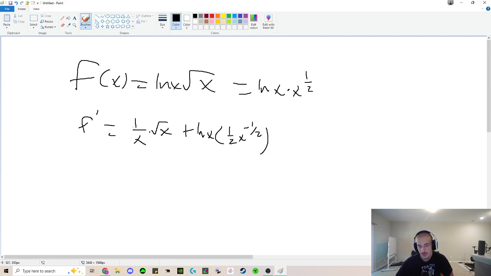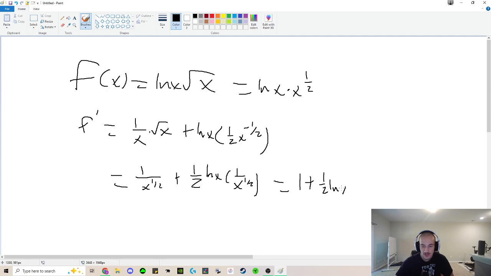Okay, so actually we look at it. We've got an x in the bottom, and we've got half a power of x in the top, which means that we can actually simplify this to 1 over x to the 1/2 plus 1/2 ln x times 1 over x to the 1/2, which I don't know if this will really help us, but it's just kind of fun to look at. So this is going to be 1 plus 1/2 ln x times x to the negative 1/2. Okay, so this is what we have.